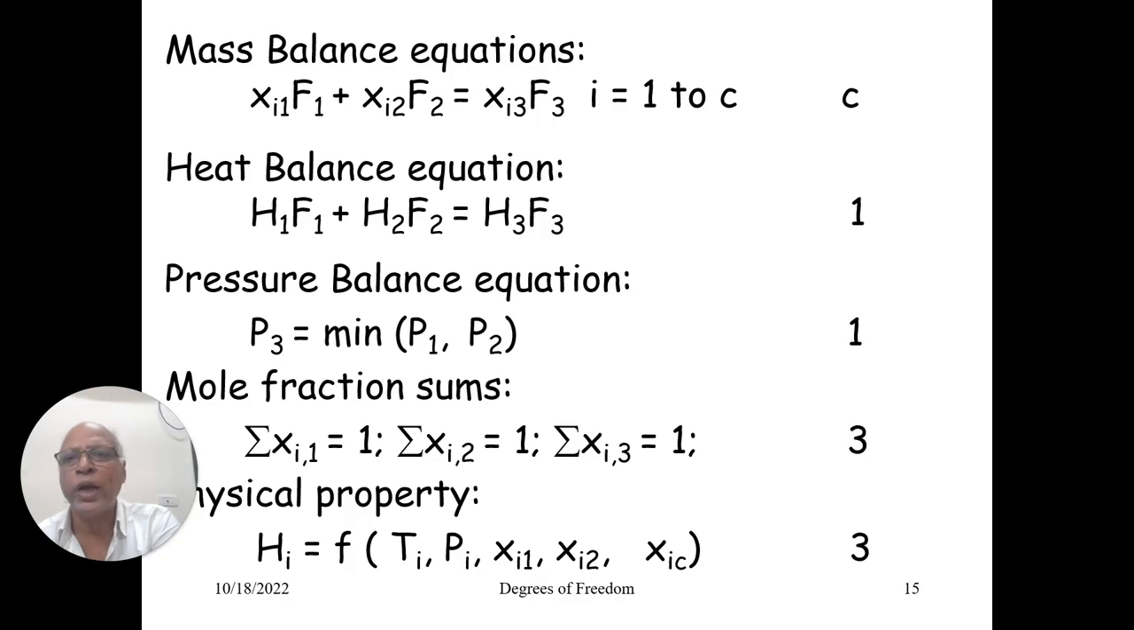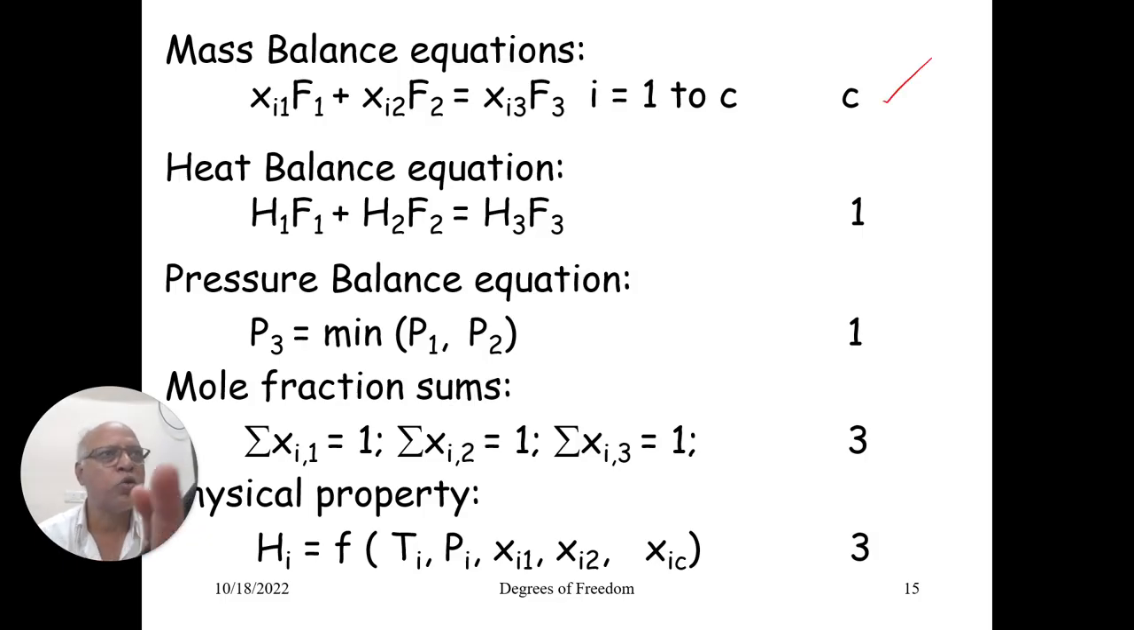What is the mole fraction of component I in stream 1 multiplied by the mole flow rate plus this will give you the number of moles of component 1 entering into the system or mixer. Similarly, this will give you the number of moles of component I entering through stream 2. So the sum of these two should be appearing in the product, which is the mole fraction of component I in third stream multiplied by its flow rate. So you will be able to write C equations.